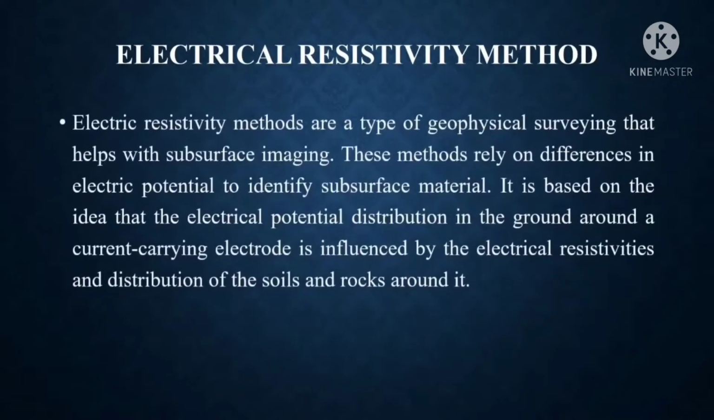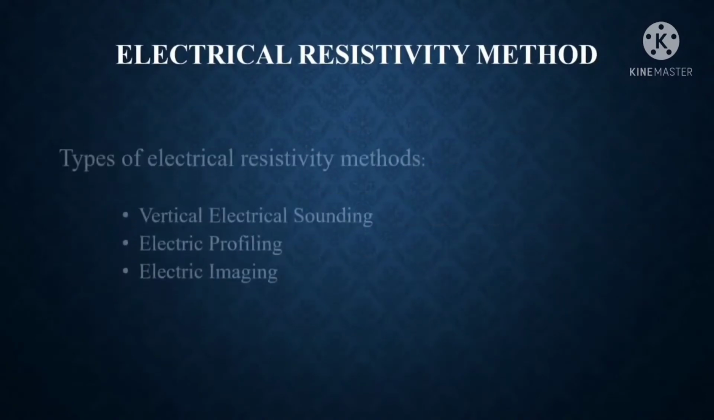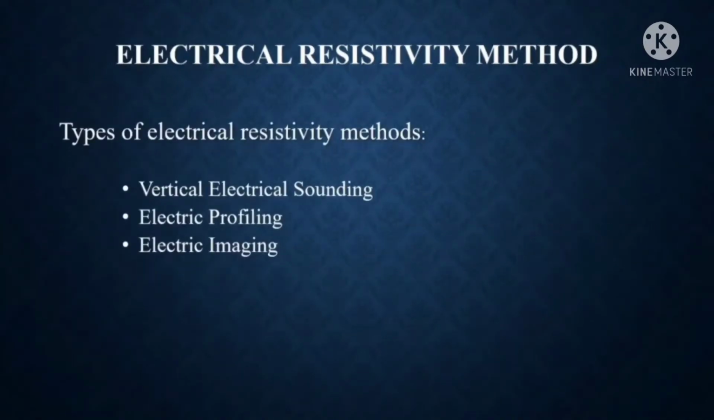Electrical resistivity method. Electrical resistivity methods are types of geophysical surveying that help with subsurface imaging. These methods rely on differences in electric potentials to identify subsurface materials. It is based on the idea that the electrical potential distribution in the ground around current-carrying electrodes is influenced by the electrical resistivities and distribution of soils and rocks around it. Types of electrical resistivity methods: vertical electrical sounding, electrical profiling, and electric imaging.